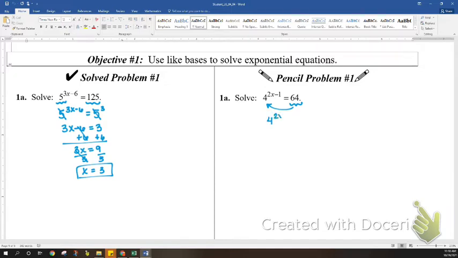So we're going to keep the one on the left because it's a base of 4 already, and 64 is 4 to the third power. Bases are the same, so ignore them. So 2x minus 1 equals 3. And then we just solve, and we get our solution of x equals 2.